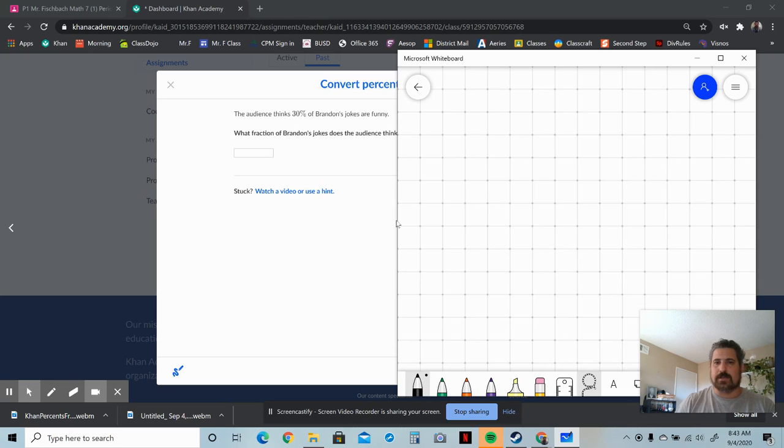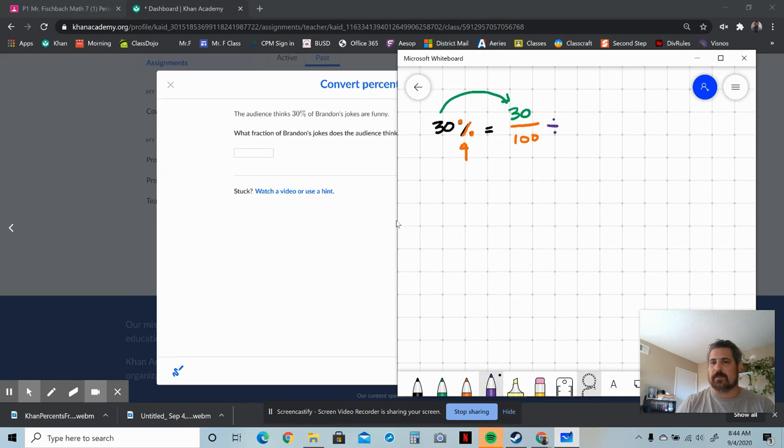Very simple. So 30%, percent means for every 100. So this symbol, percent, literally means out of 100. Okay, that's the same exact thing. Okay, and so this is 30 out of 100. You just take the 30 and put it out of 100. Now, once you have that, you need to simplify the ratio.